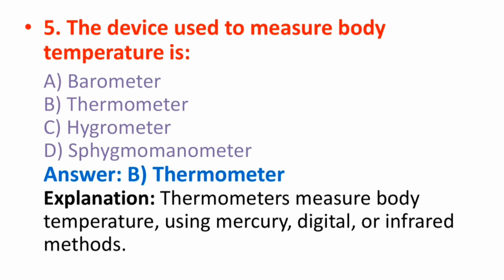The device used to measure body temperature is: option A, barometer; option B, thermometer; option C, hygrometer; option D, sphygmomanometer. The correct answer is option B, thermometer. Thermometers measure body temperature using mercury, digital or infrared methods. The device used to measure body temperature is option B, thermometer.